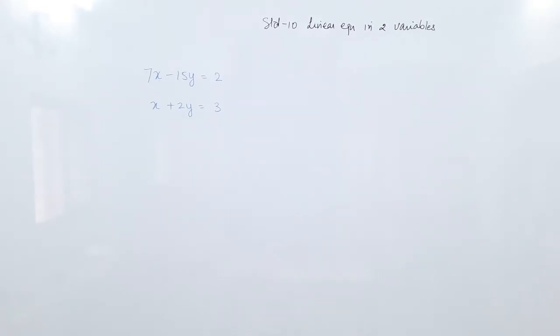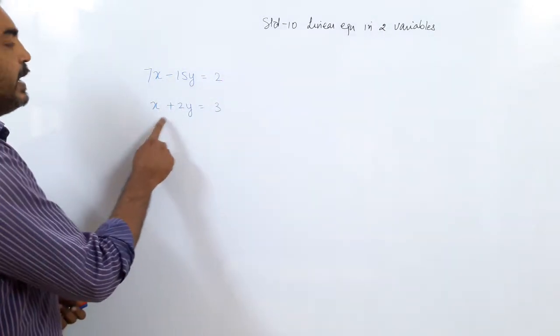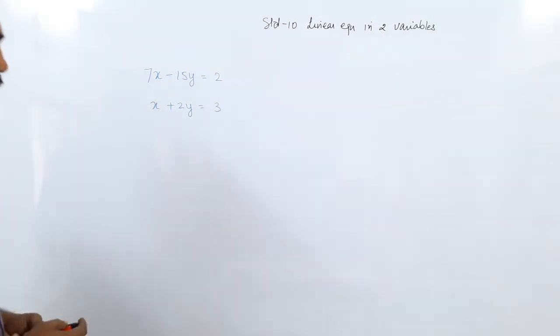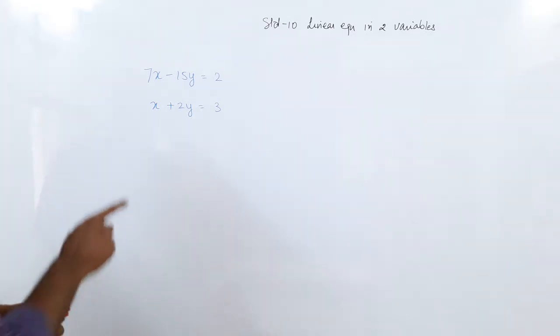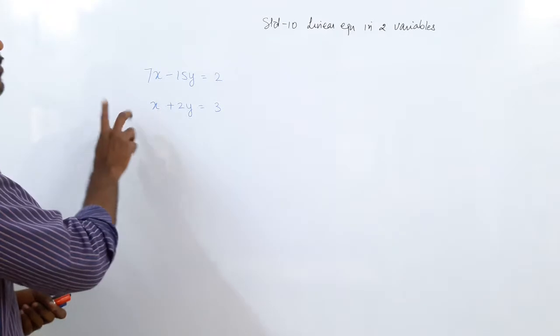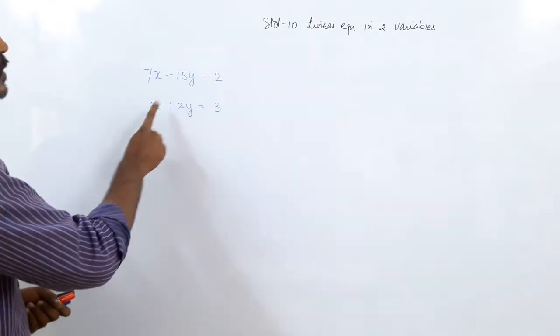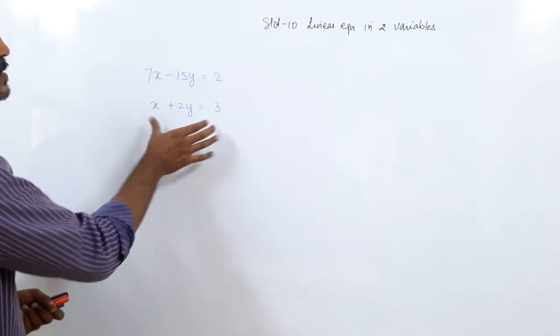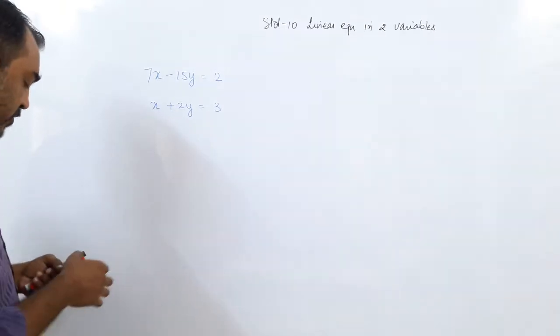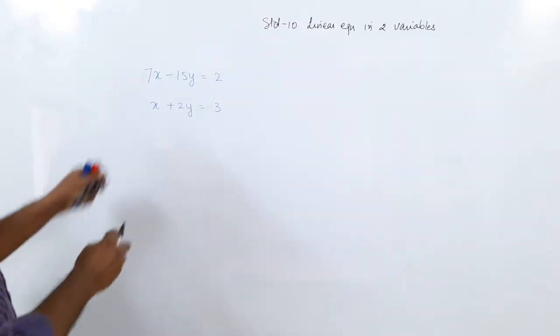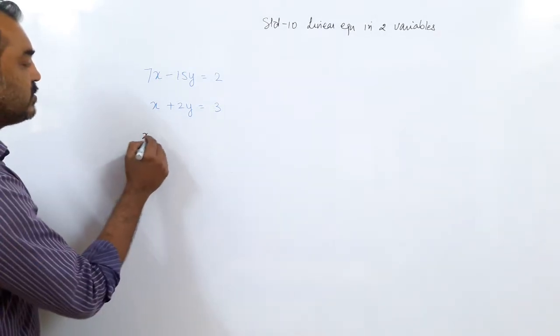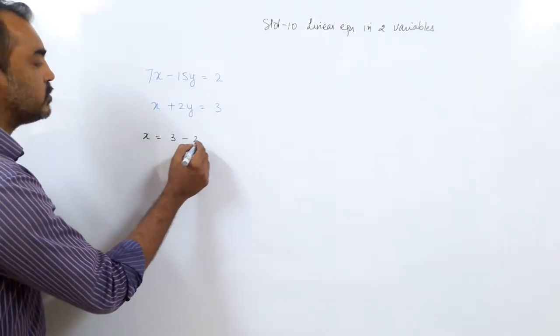Okay, we have two more equations on the board. 7x minus 15y equal to 2, x plus 2y equal to 3. Now we'll do the method of substitution first. Again we'll use the method of substitution. Now you see, to substitute we have to find the value of x or y. So here there is 7x and 15y and 2. Here there is x and 2y and 3. So you can very easily take the value of x here. How? Because in the second equation you can write x is equal to 3 minus 2y.